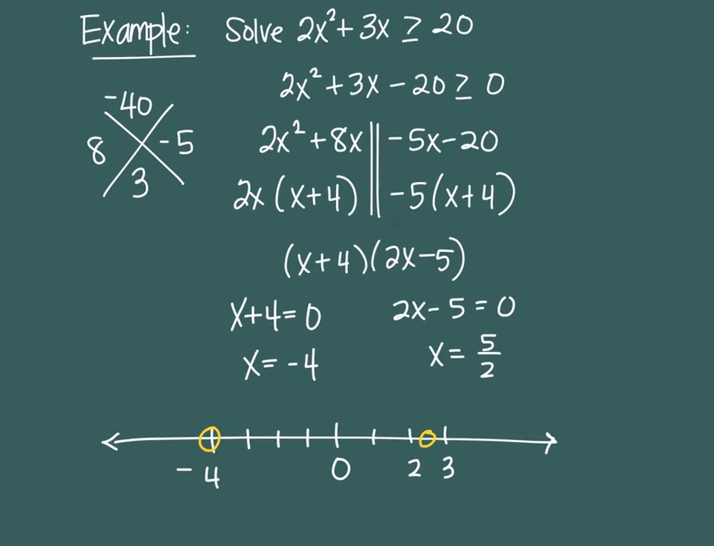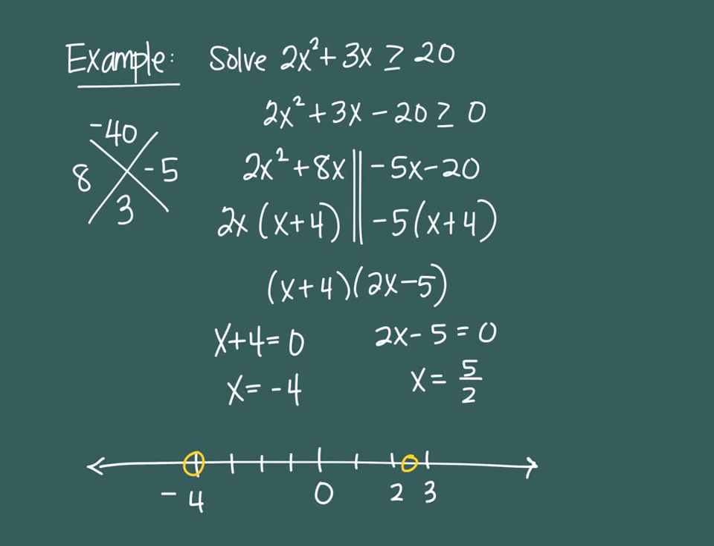And considering what the symbol was at the beginning, do we or do we not shade these in? We do. Why? Because this is equal to, so we're going to shade them. Now we got to consider the direction. What was the original sign of the problem? Greater, which we say is greater than or equal to. And so we are going to be shading partially to the right, and we're going to be shading partially to the left.